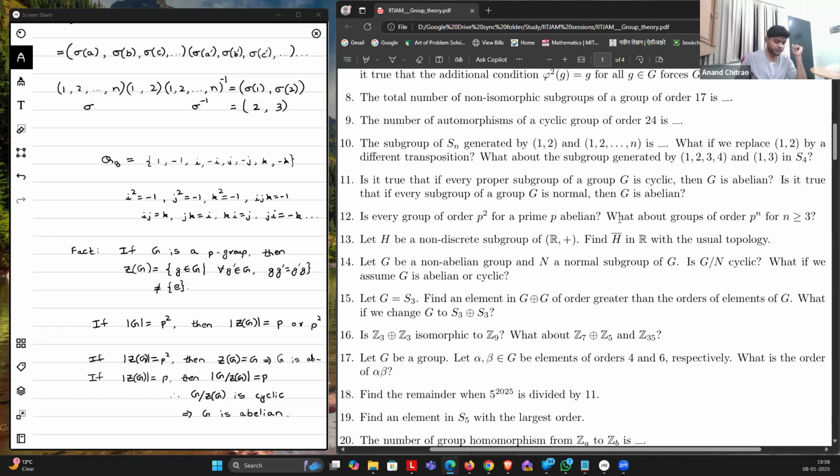So that was just a flash of the proof. You don't have to remember the proof to crack jam, but just remember that every group of order p square is abelian. Okay? What about p to the n for n greater than or equal to 3?